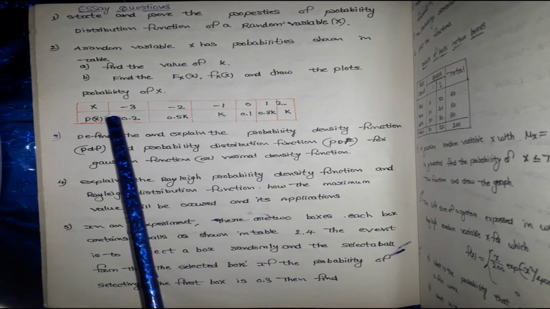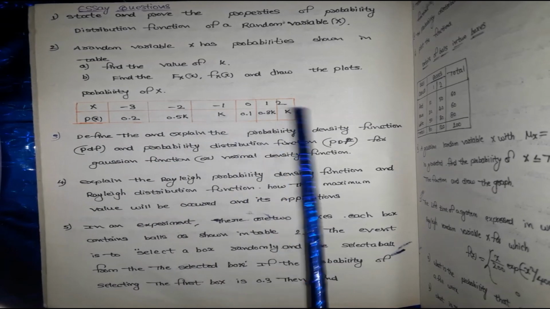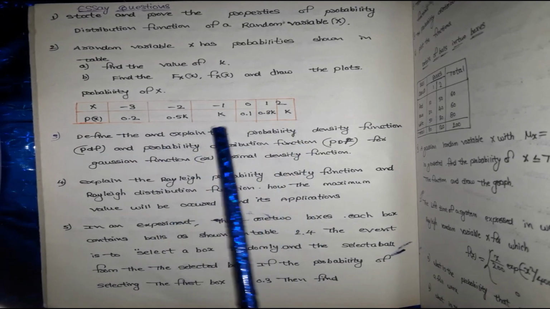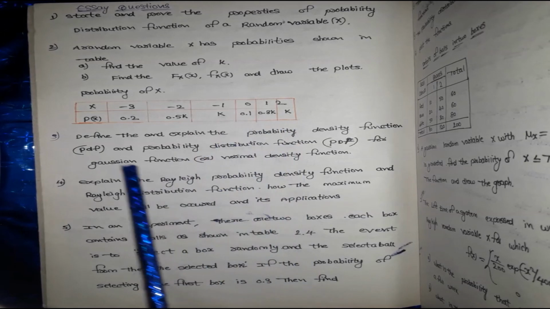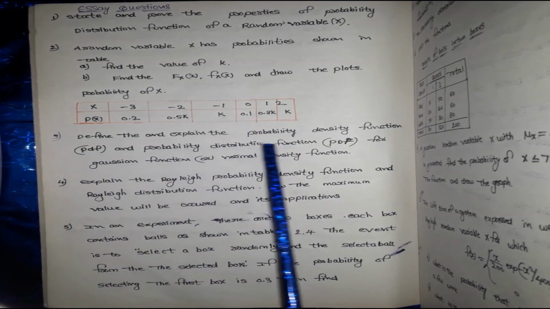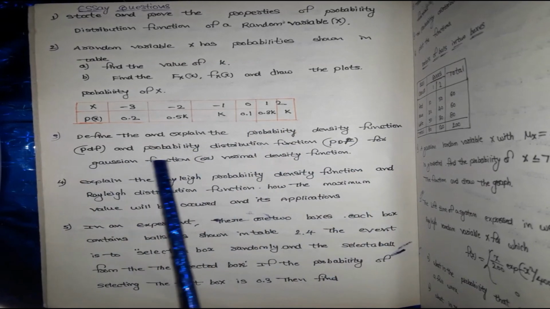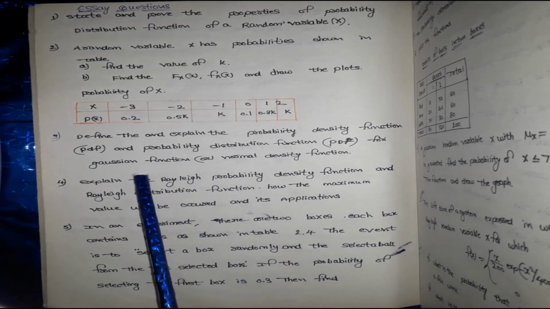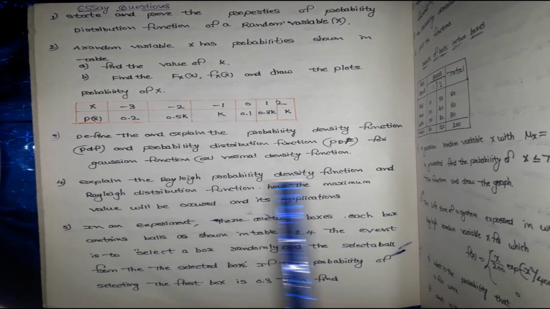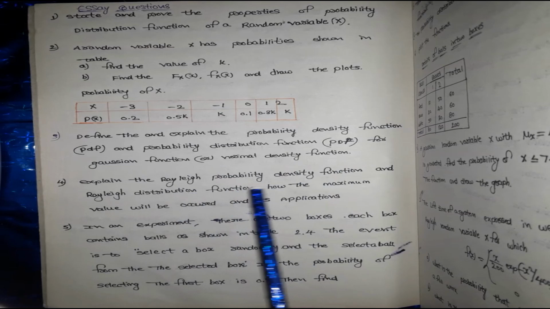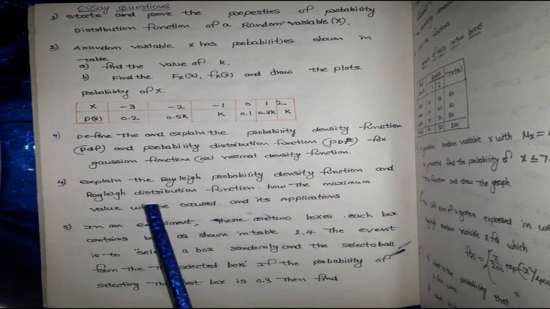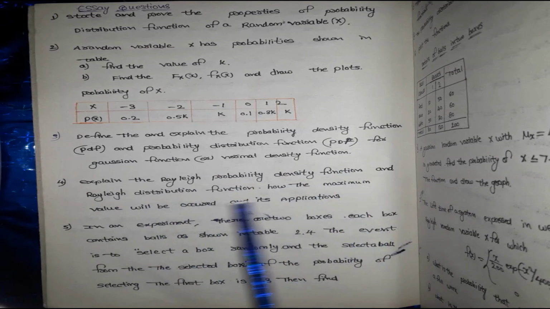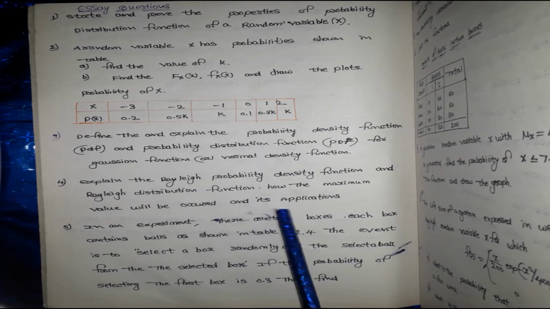Probability of X equal to -3, -2, -1, 0, 1, 2 is 0.2, 0.5k, k, 0.1, 0.3k, k. Now define the question. Explain the probability density function (PDF) and probability distribution function for the Gaussian or normal density function. Explain the Rayleigh probability density function and Rayleigh distribution function, how the maximum value occurs, and its applications.